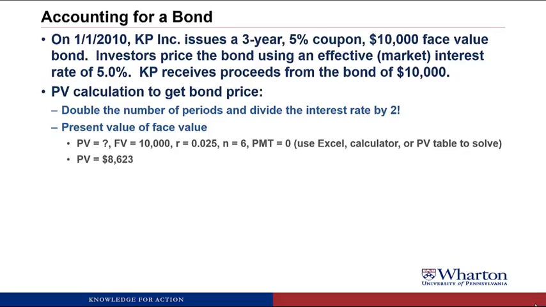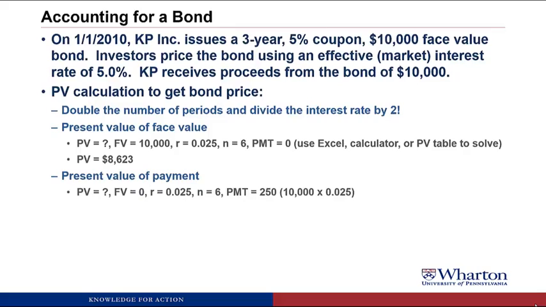And I'll bring this up in Excel in a little bit to show you all of this. We have to do the present value of the payment. So here we're looking for the present value. We set the future value equal to 0. We use the same semi-annual interest rate, number of semi-annual periods. The payment is $250. That's the $10,000 face value times the semi-annual rate of 2.5%. So that's where we get $250 from. If you use Excel, calculator, PV table to solve, you end up with $1377.